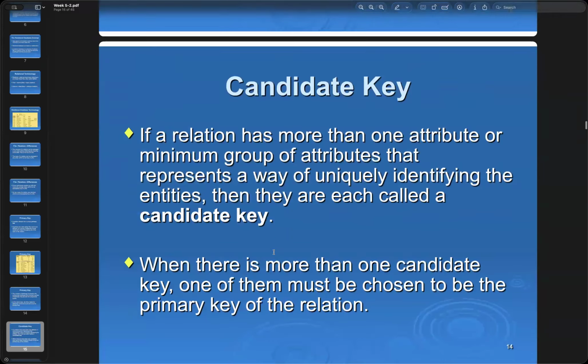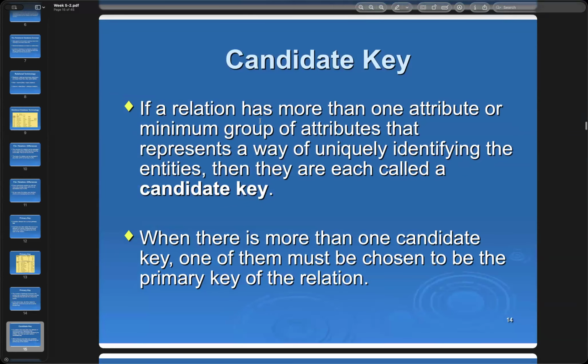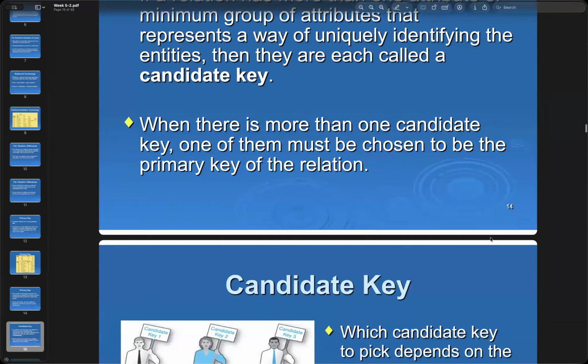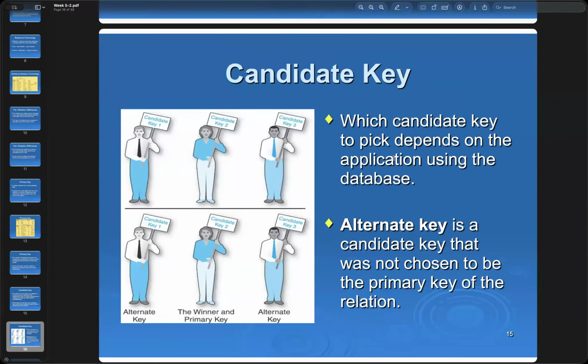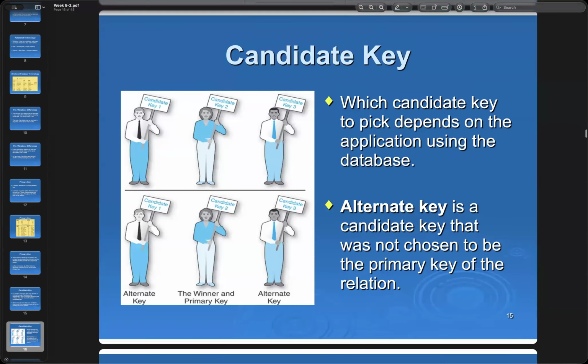Next we talk about what a candidate key is. If a relation has more than one attribute or group of attributes that uniquely identifies the entities, then each is called a candidate key. So there can be more than one candidate key, and one of them must be chosen as the primary key of the relation. We just need to know that we need to pick one. Which candidate key really depends on the application, maybe the first candidate key, second candidate key, whatever.